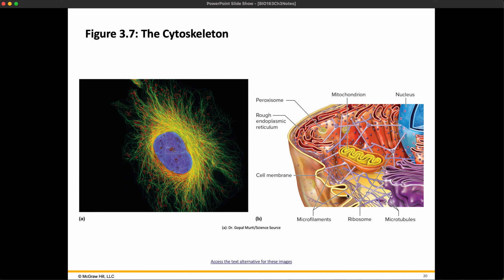Here you can kind of see a depiction of it. This is an electron microscopic image of the cytoskeleton structure within a cell. And then here are just some drawings of it. You can see how they're connecting to different structures to keep things in a general place.